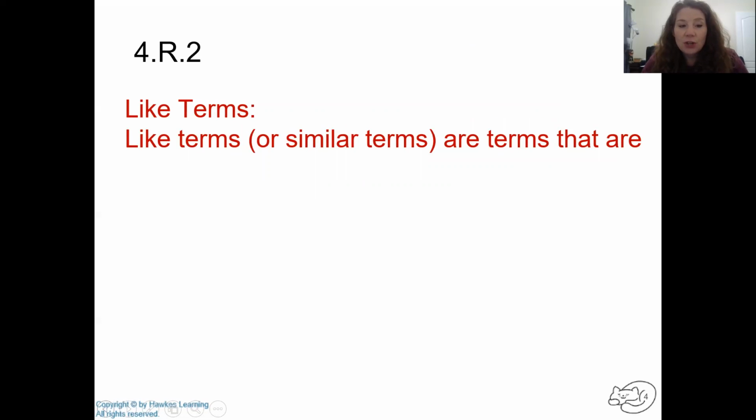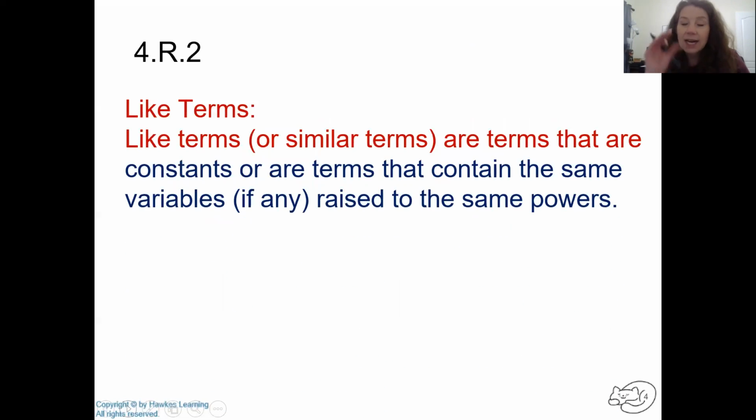So we're moving on to 4R2. So this section only has 2 sections, 4R2 and 4R3. So the first thing we're going to do is identify like terms. Like terms or similar terms are terms that are constants, which means they're whole numbers that aren't attached to a variable, or they're terms that contain the same variables, if any, raised to the same exponent.